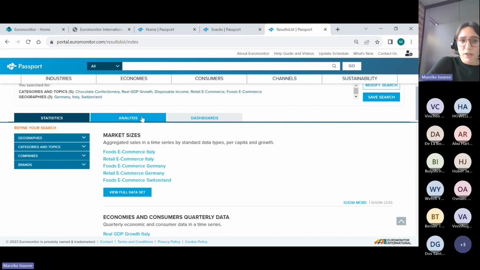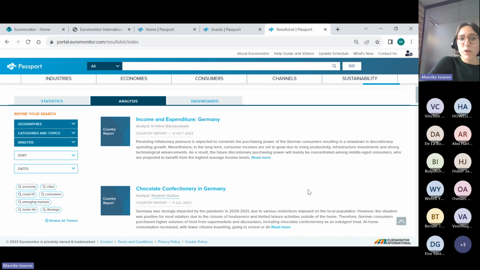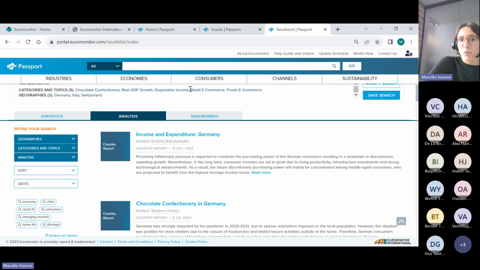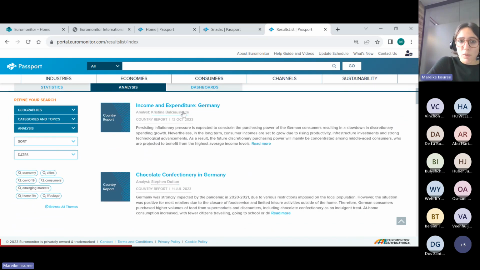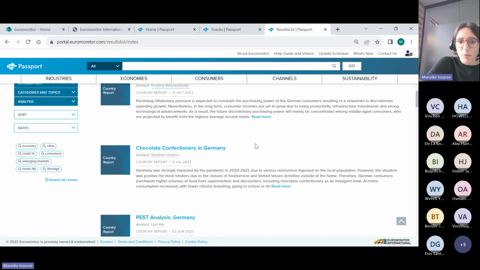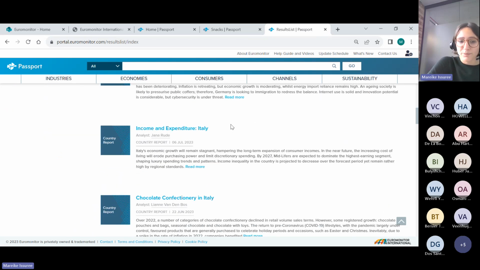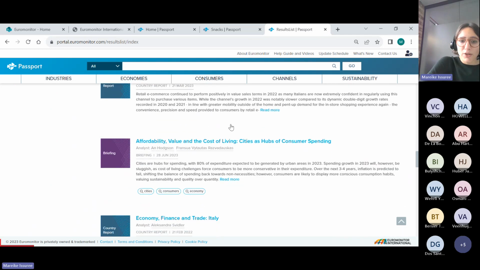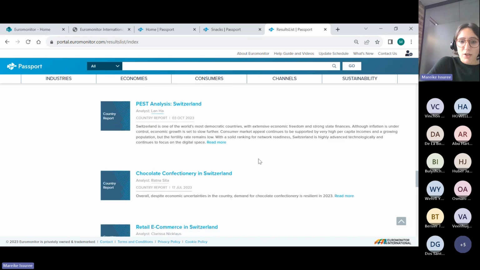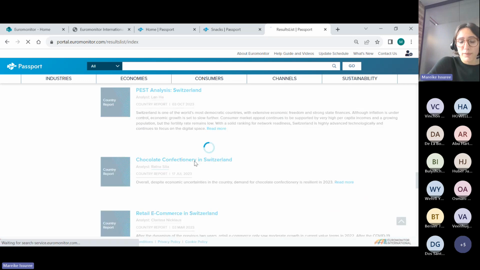Now, you can also jump into analysis, which gives you a better idea of the challenges and opportunities within a market. Because we've selected indicators from across the different research systems, we're getting different results. We have, for example, the income and expenditure report for all the different countries. We're getting a PEST analysis. And if I scroll down, I want to look into Switzerland. Let's have a look into the chocolate confectionery report, for example.